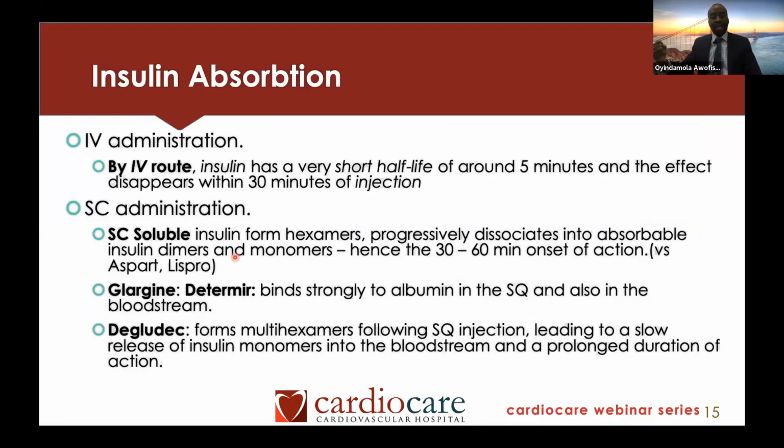And that's why IV bolus insulin is not really a sustainable way of administering insulin because the effect wears out very fast. If we need to use insulin IV, then it has to be a continuous infusion so that the effects can be sustained. But more often insulin is administered subcutaneously, and subcutaneous insulin is used for soluble insulin. When administered, it forms hexamers. I think I'll go into this along the way. But intravenous insulin has a very short half-life, and if insulin needs to be used intravenously, then it's better given as a continuous infusion.